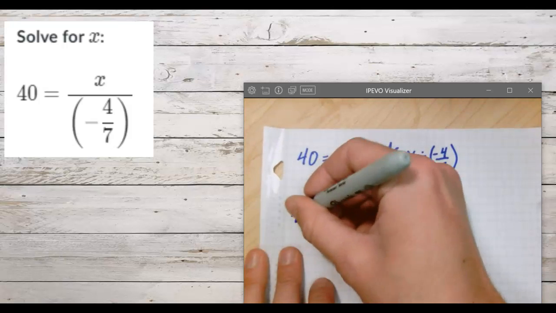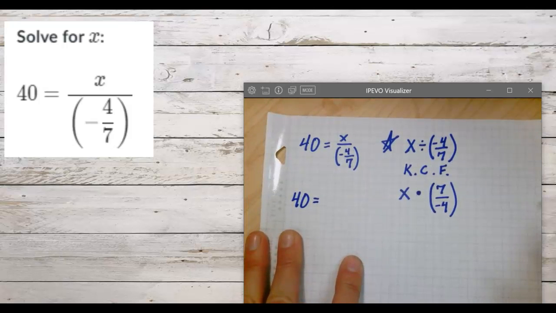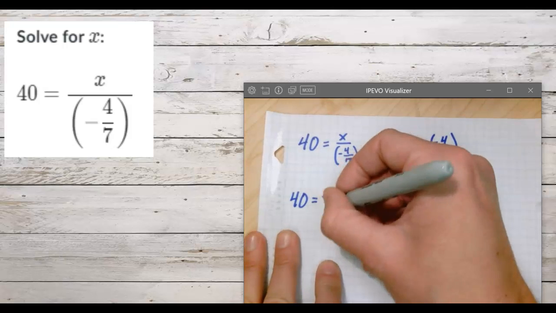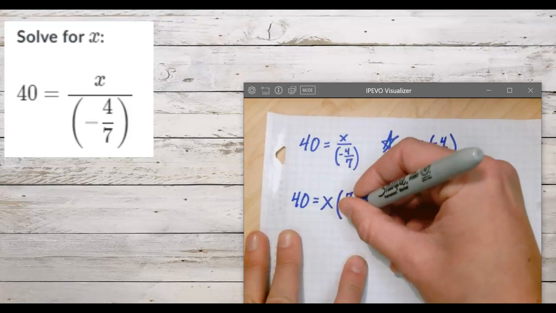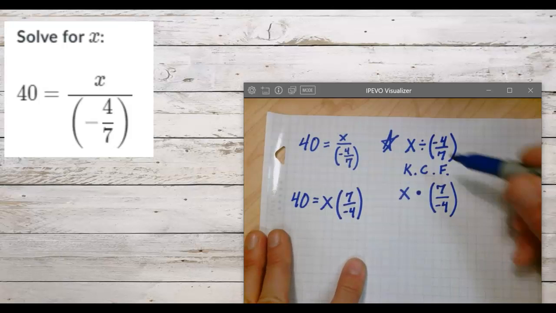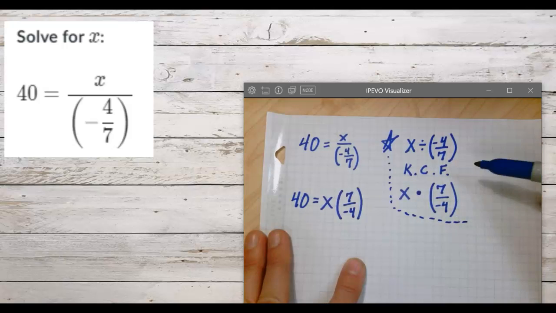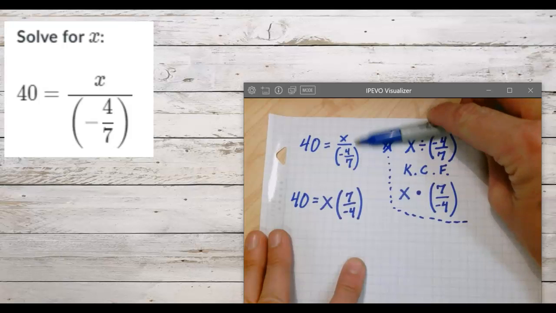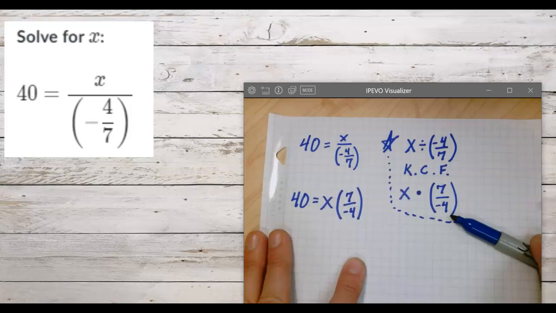this is really... Hold on. I'm just trying to hurry to get it written down. I promise we'll pick this back up the next time in class. Okay. This can be rewritten as x times 7 over negative 4. Because we said division by a fraction, which is what's happening here. Division by a fraction is the same as multiplication by the reciprocal.